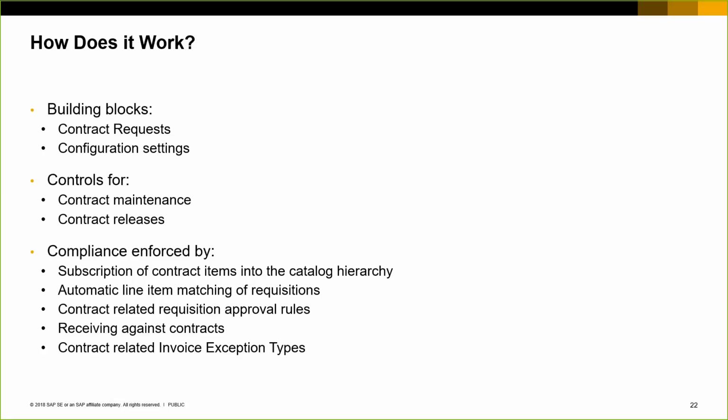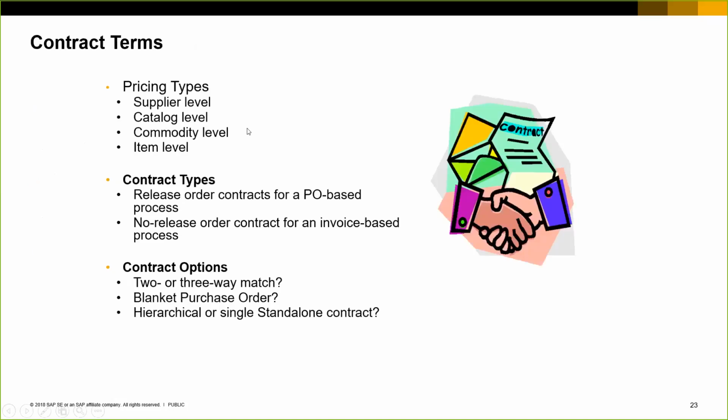We can receive against contracts, so the receipt of items or milestones also. Receiving is the traditional receiving of goods, but we can also do milestone-based project type items, and that's done directly in the pricing terms. And then we have the contract-related invoice exception types, so these are specific to that type. We'll get into the different pricing terms.